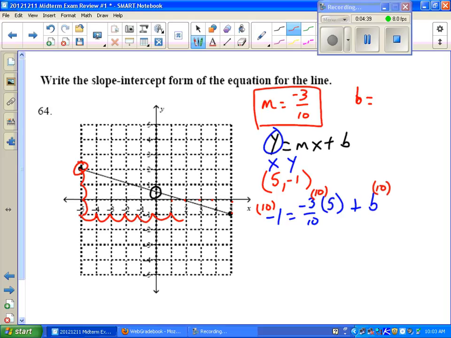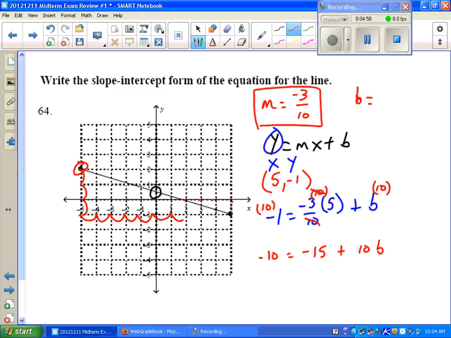10 times -1 is going to be -10 equals, this says -3 divided by 10, and we're multiplying it by 10. So in essence, we're going to cancel that out. That's going to help us out there. Then you just do -3 times 5, which is -15. And then 10 times b is going to be plus 10b.